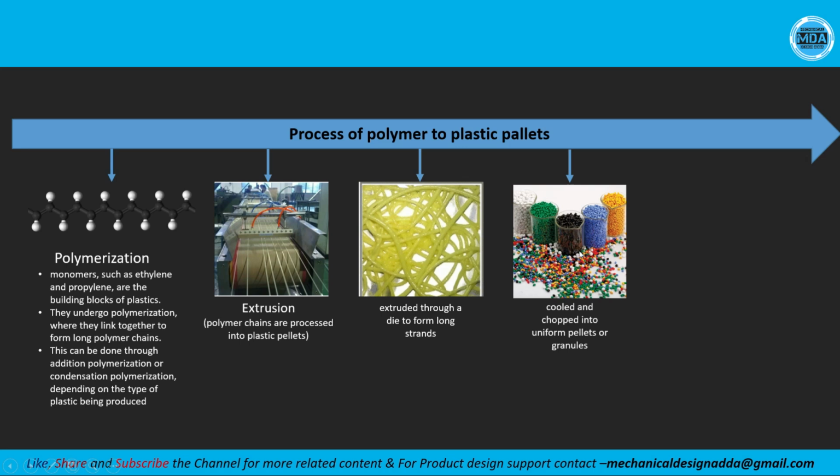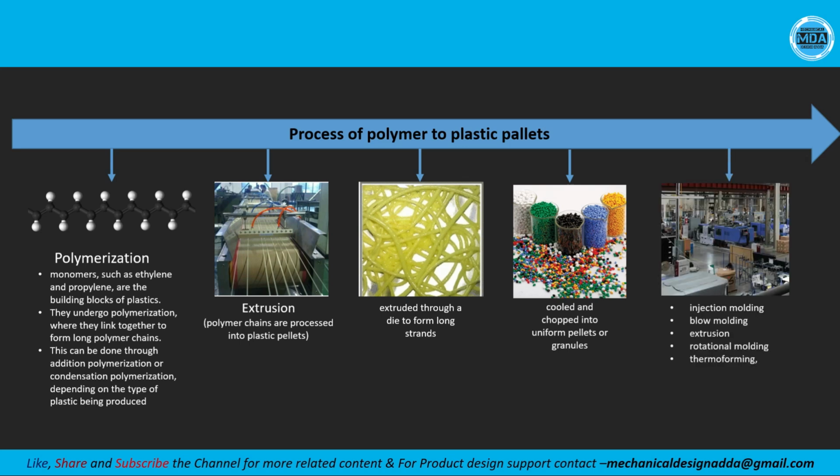Once we get the pellets, we use these pellets in different plastic manufacturing processes, like injection molding, blow molding, extrusion, and rotational molding, where we can manufacture different types of plastic products. So this is the complete journey from the crude oil to plastic product manufacturing.